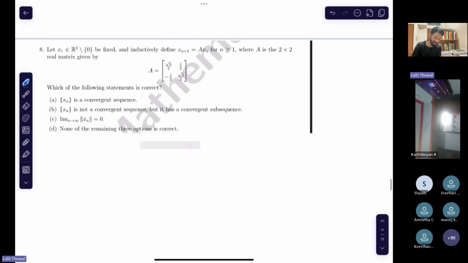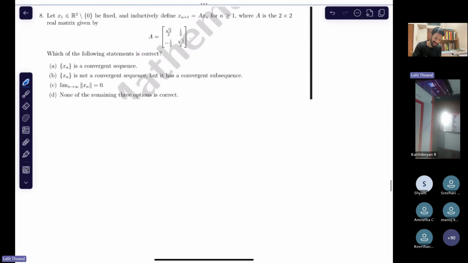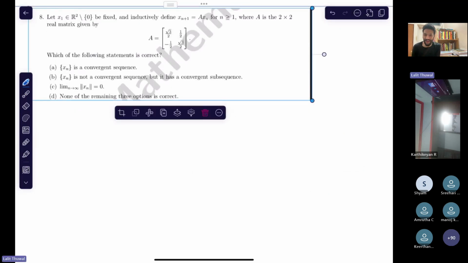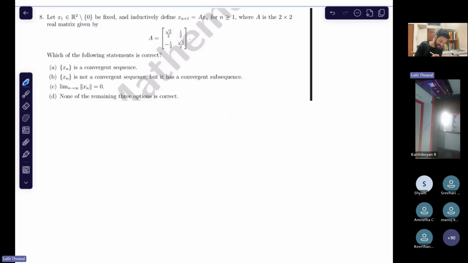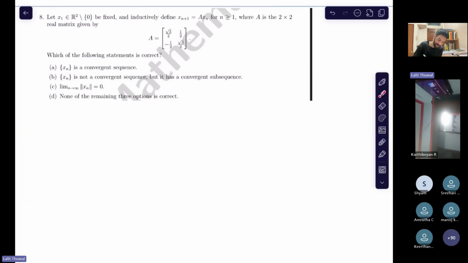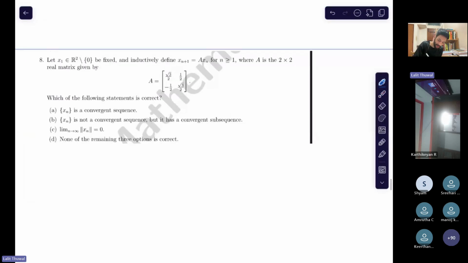Now just leave behind the uniform continuity and come to this question. This is an objective question of 2023. There is only one correct option. So you have A equal to this, with 1 by 2 and root 3 by 2, and minus 1 by 2. So you have this.